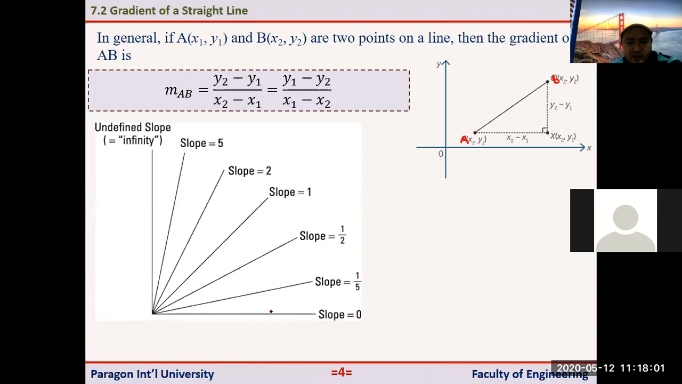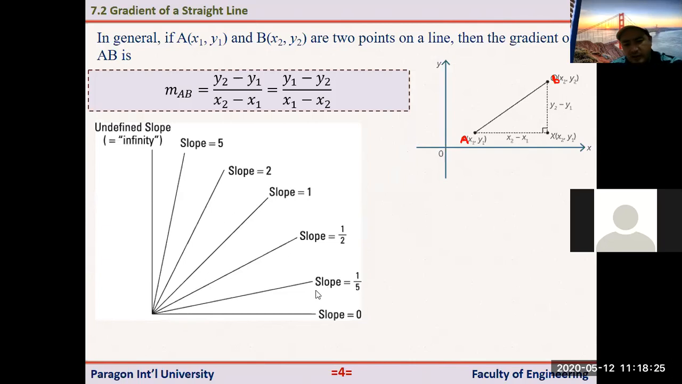So horizontal line slope is 0, right? That's why walking on the horizontal line is way easier than walking on a road which has a slope something different from 0. And this line, for example, slope is 1 over 5, right? And this line, let's say slope is 1 over 2. And this line, it is 1. 1 means that angle is 45 degrees, right?